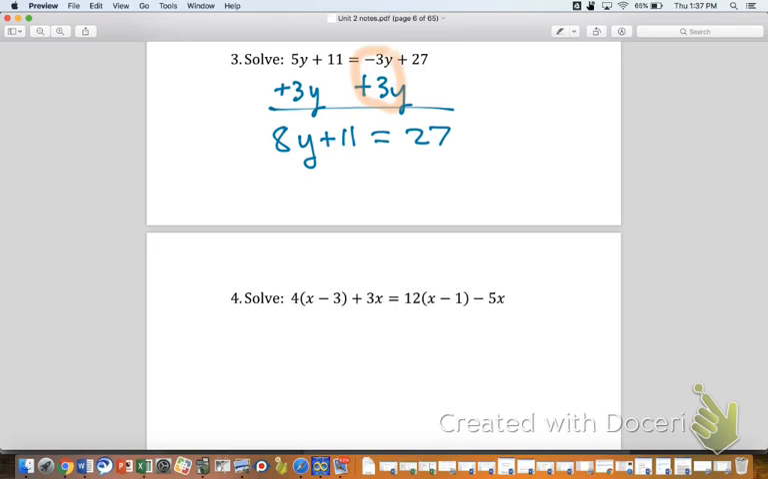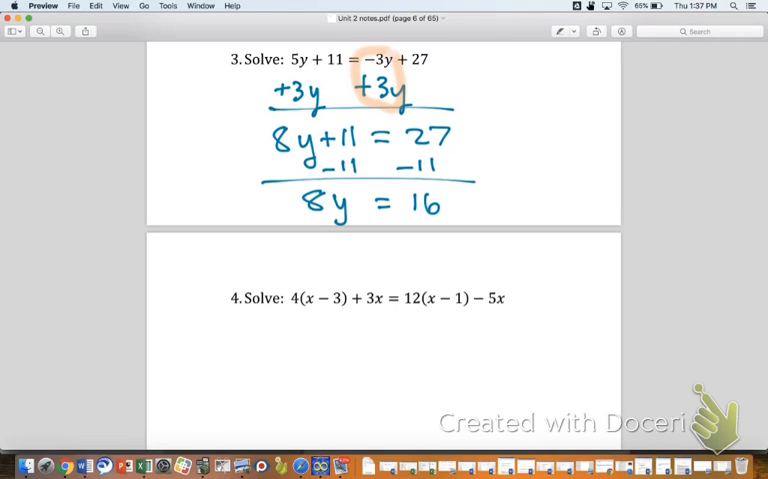Anna, what do you suggest we do first? Distribute. Distribute what? The 4. Oh, we're on number 3 still. Sorry. Oh, okay. I like your idea for number 4, but let's do number 3 first. Okay, minus 11. Minus 11 makes sense. We're going to subtract that 11 from both sides. This gives us 8y equals 16.